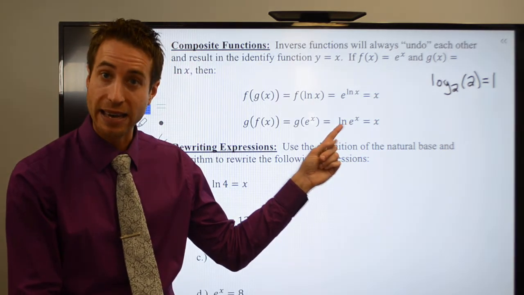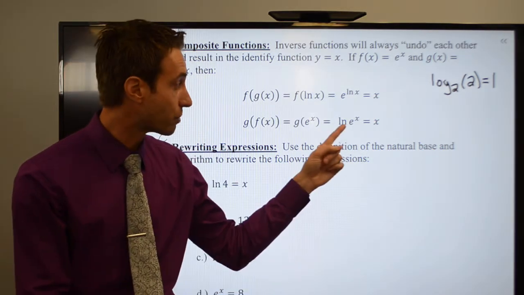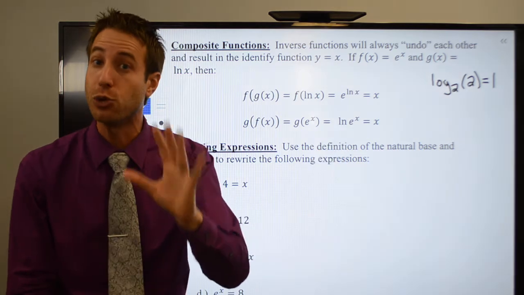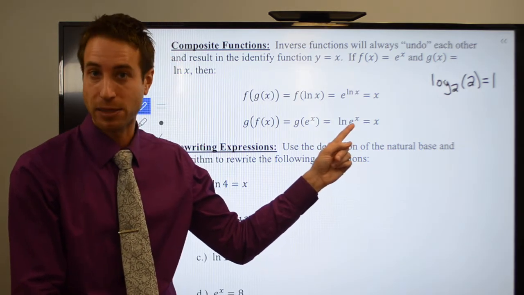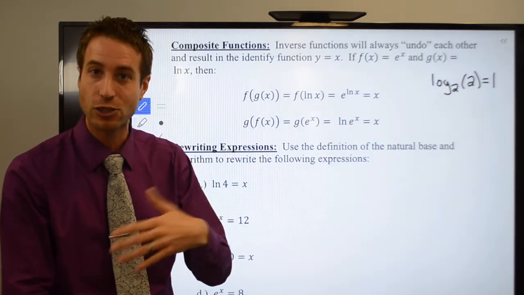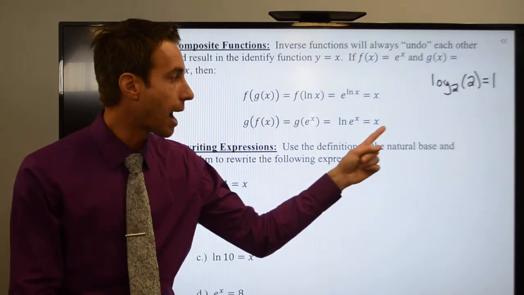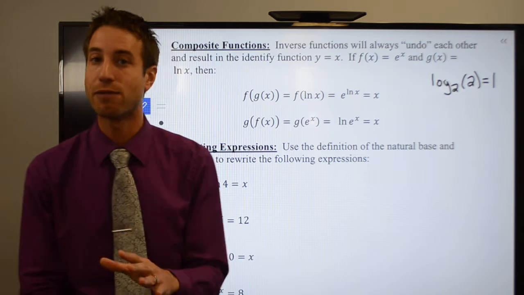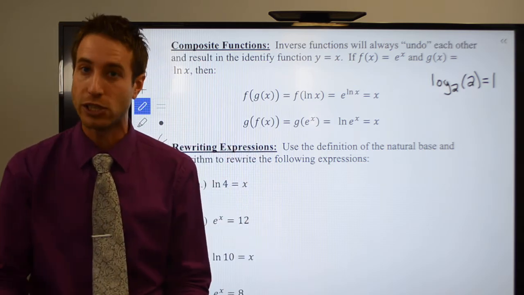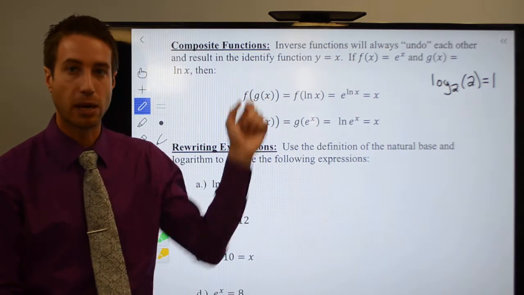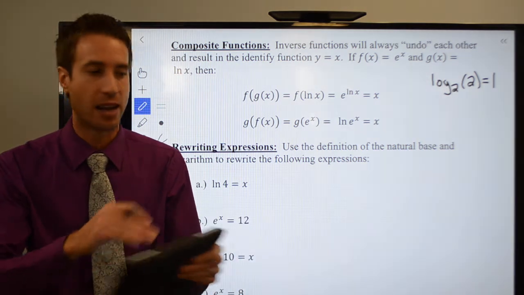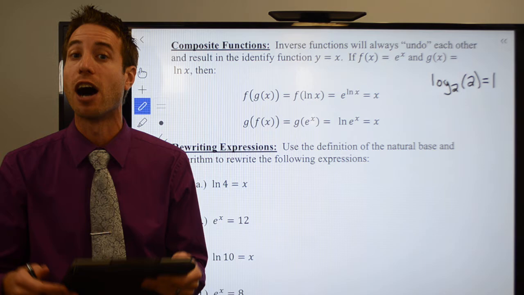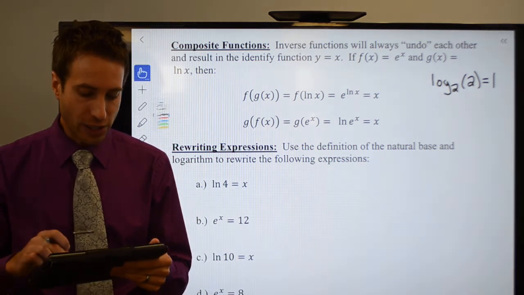Same thing here. I know ln is a base e logarithm, so the base, it's not written, you need to know it's there. The base is an e, and the base of my exponential is an e. Well, the base and the exponential base cancel each other out. I'm left with just an x. They're inverse functions. They will undo each other when you do the composite function. Really, really important: e and ln are inverse functions. They undo each other.